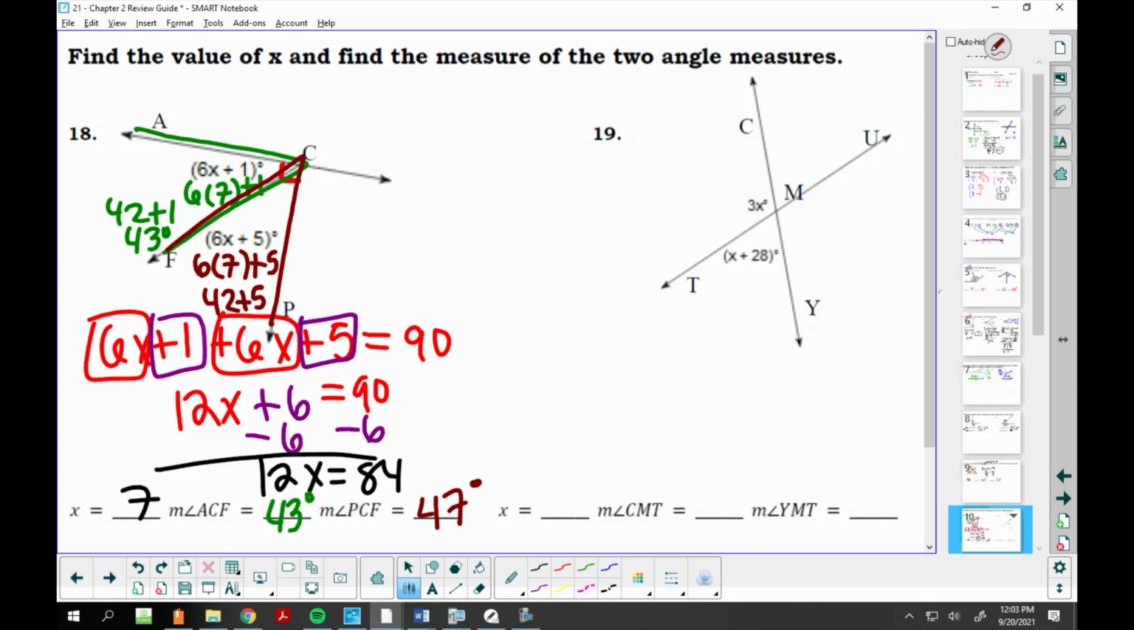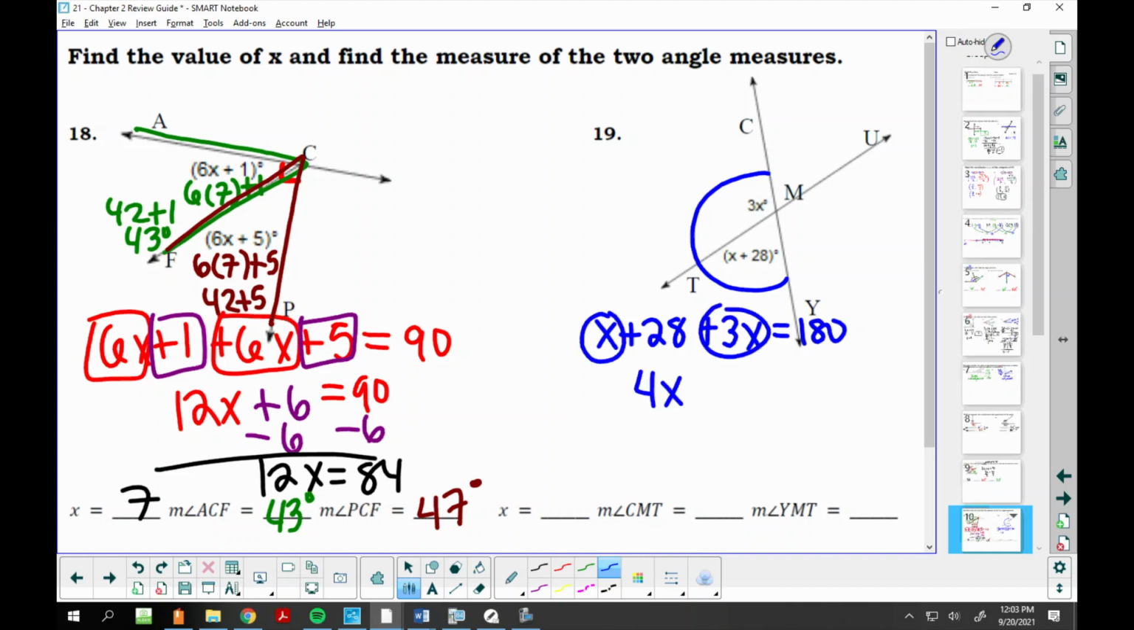So you always want to check your answers. Again, they're not equal. We don't see the word bisected. They're not vertical angles here, but they do make a straight line. So how many degrees do these add up to? 180, right? They're supplementary. They're called the linear pair. So x plus 28 plus 3x equals 180. So we have 1x plus 3x is 4x plus 28 equals 180.